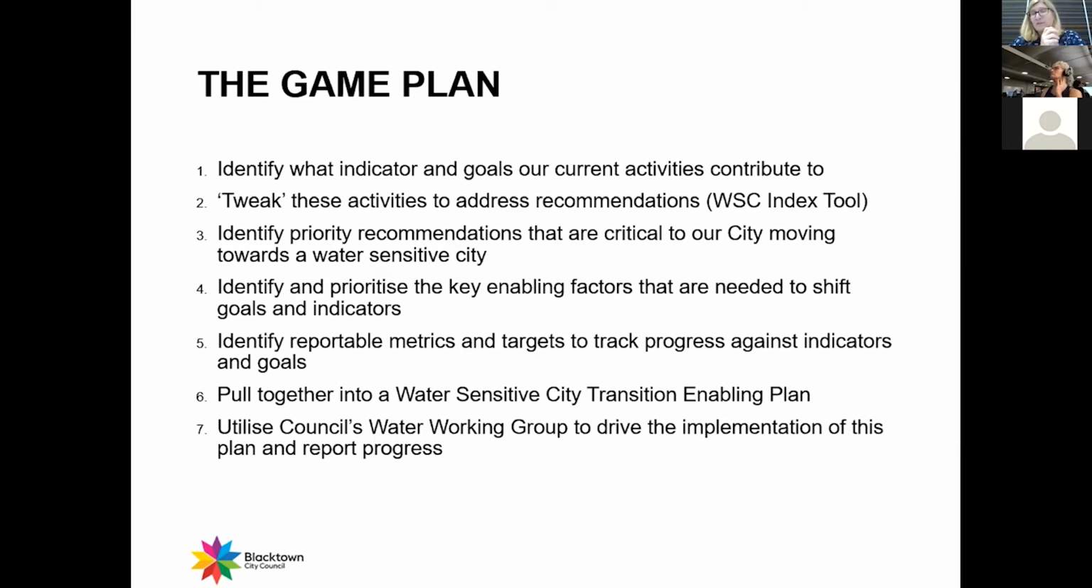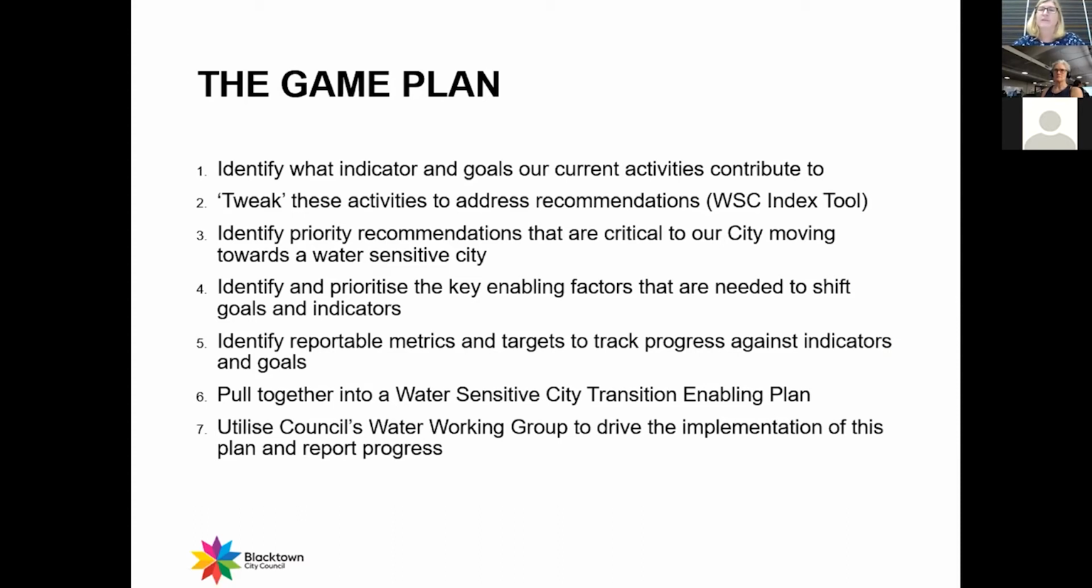The reality is we do have lots of programs and activities that we know need tweaking. The recommendations will tell us what we need to do to tweak those current activities. The recommendations will also tell us where the gaps are. So our game plan is we need to find out what indicators and goals our current activities are actually contributing to. Because again, the reality is we don't have an open budget to just go out and say, here's 80 recommendations that have come through from this index tool and the Transition Dynamic Framework, and here's resources to implement those.